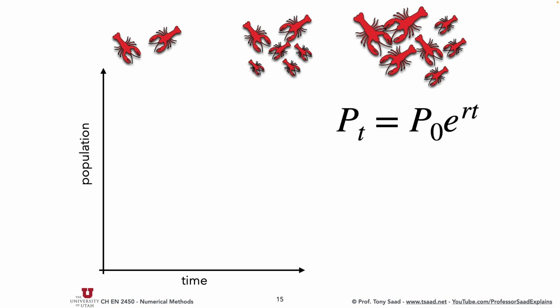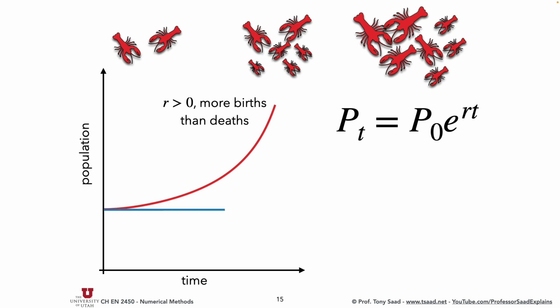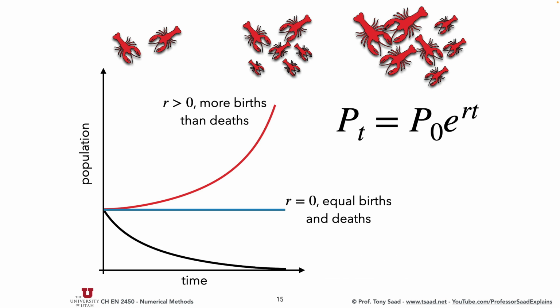If you were to plot the population of our lobsters versus time, we have three options. If r is greater than 0, so if they're making more babies than the population is being eaten or dying, then the population is going to grow. Agreed? It's an exponential, right? If r is exactly 0, then there's an equal amount of baby lobsters being born as lobsters dying, so the population is fixed. It's not changing. And if r is negative, then the population is in decay and in decline.